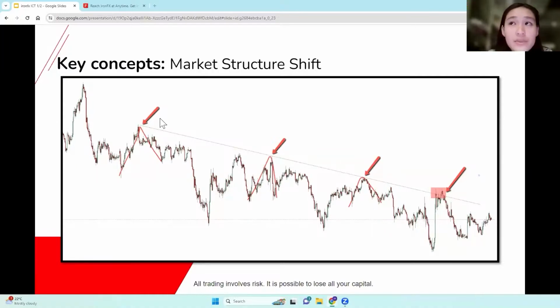So over here you see that we have four swing highs that line up on this trend line. And it doesn't have to line up on a trend line. I'm just using this picture to show you what you can look out for. So here you see that we have higher lows, or rather lower highs, since it's a downtrend.